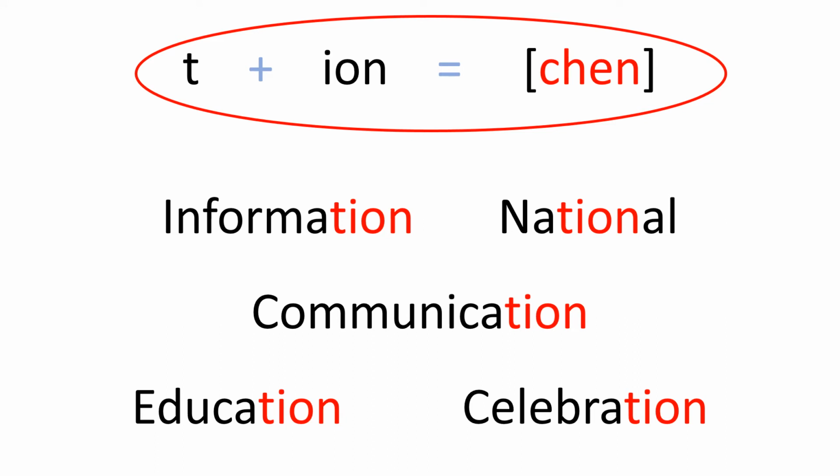T and ION gives the sound shin. For example, information, national, communication, education, celebration.